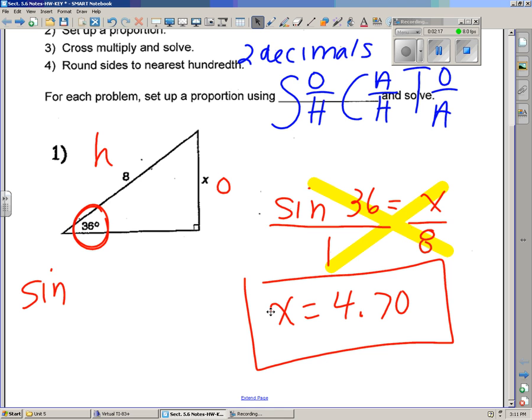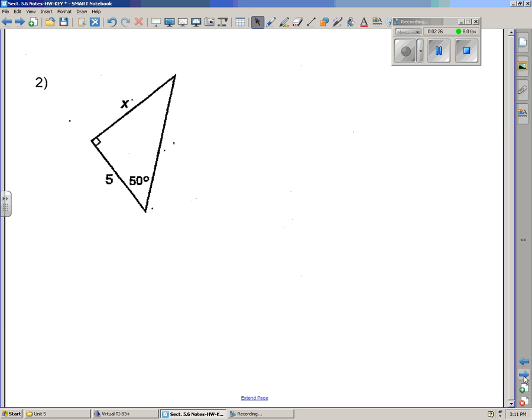And that's the value for x. If you take a look at the next problem, same idea. Take a look at your reference angle. The reference angle is 50 degrees. Well, the 5 happens to be the adjacent side to 50 degrees. The x happens to be the opposite side. So this is an O and an A, which happens to be tangent.